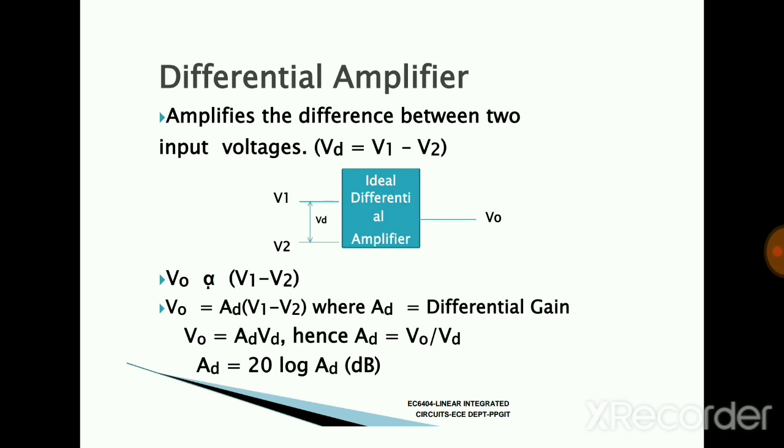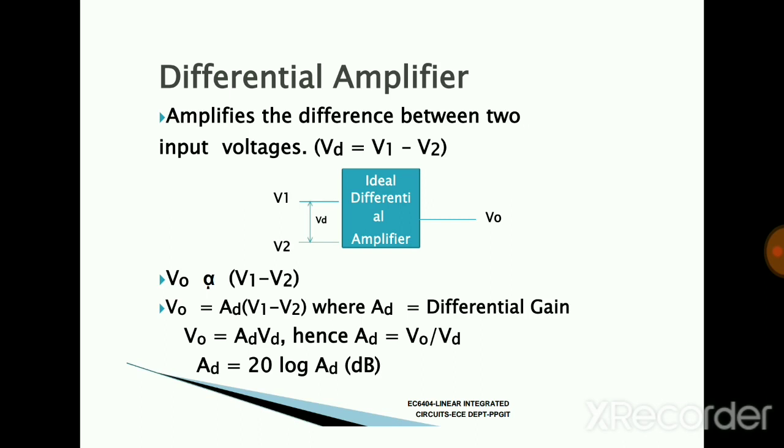The differential amplifier has a term called VD, which is called the differential voltage. The differential voltage is calculated as VD is equal to V1 minus V2.